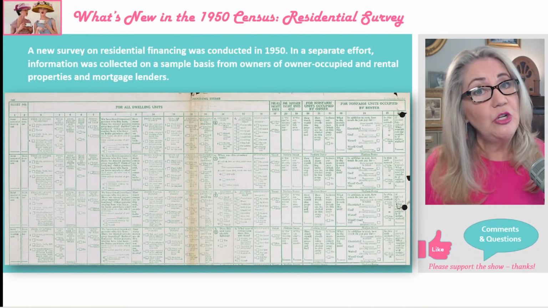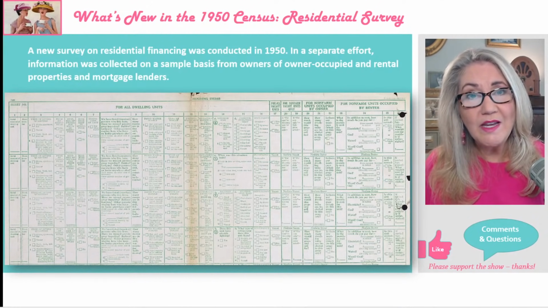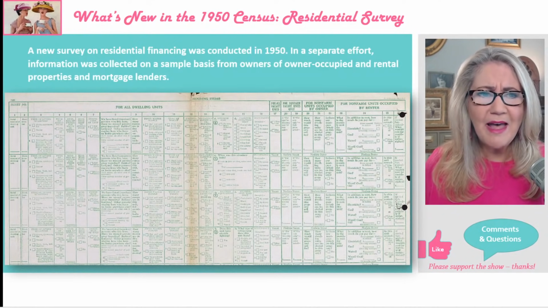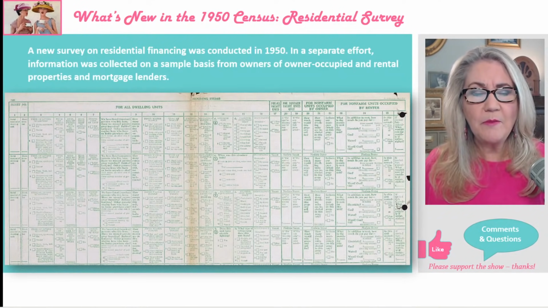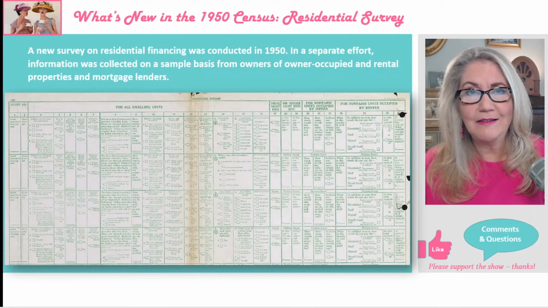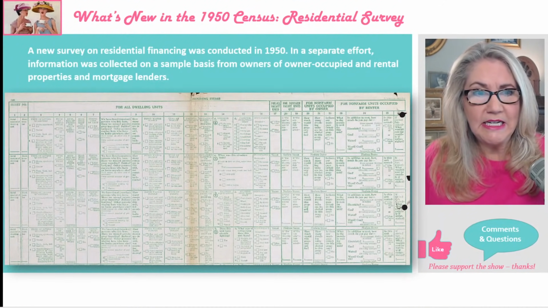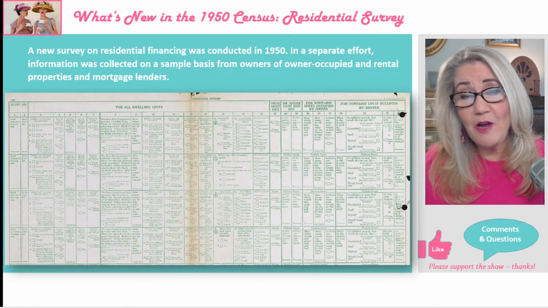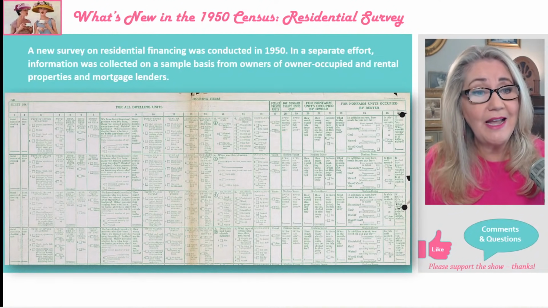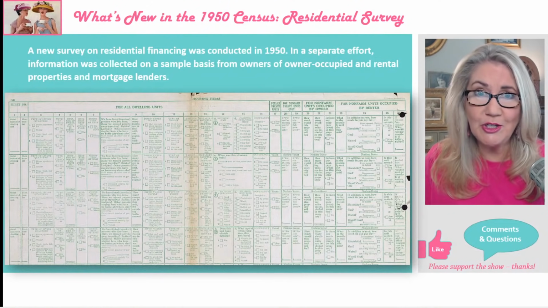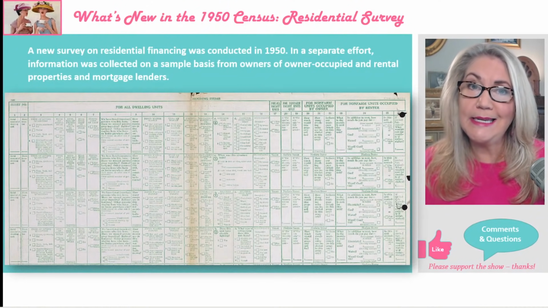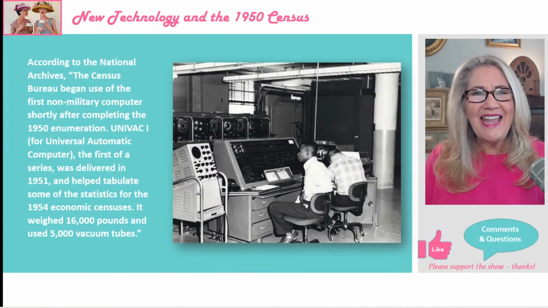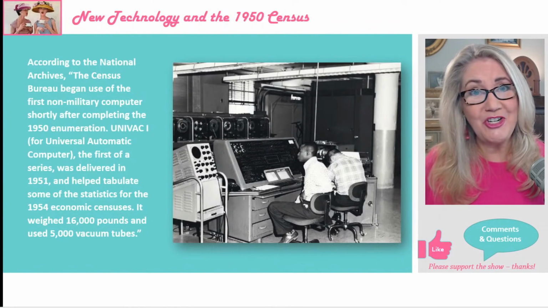There's also a couple of new things that came out. There was something called a residential survey, and this is what it looks like. I don't know a lot about it, but I just know that it was for residential financing. It was a separate survey that they did in 1950, and it was information collected on a sample basis from owners of owner-occupied and rental properties and mortgage lenders. So it'll be interesting to see if that surfaces in any way or if we're able to get our hands on that. And technology was changing too.